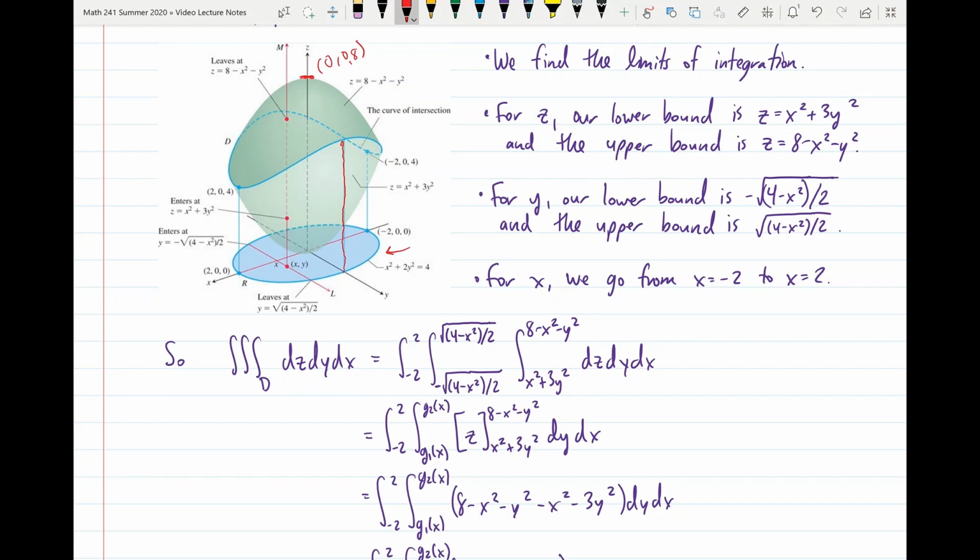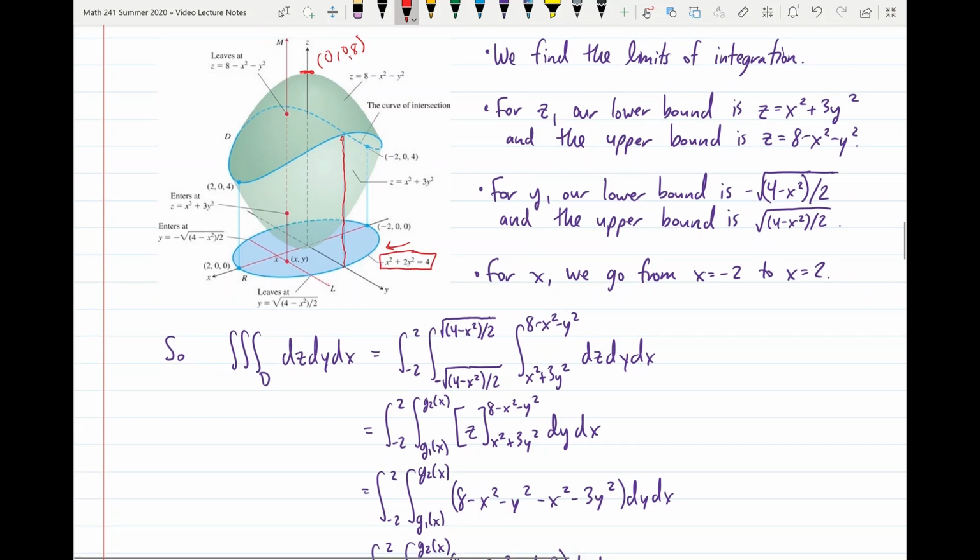So to find that, you just took the equation for the ellipse and solved for y. And so the lower half of the ellipse, the half on this side, is going to be represented by negative the square root of (4 minus x squared) divided by 2. And the line is always going to leave on the other side of the ellipse, which will be represented as y equals the square root of (4 minus x squared) divided by 2. So in this case, we have positive. In this case, we have negative.